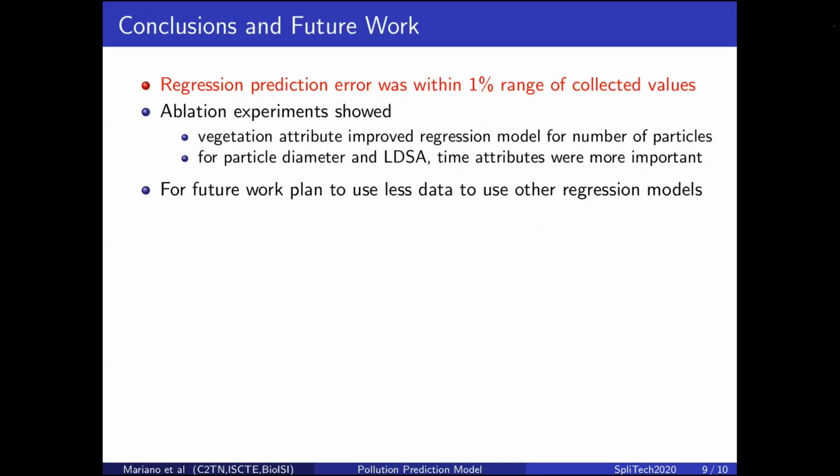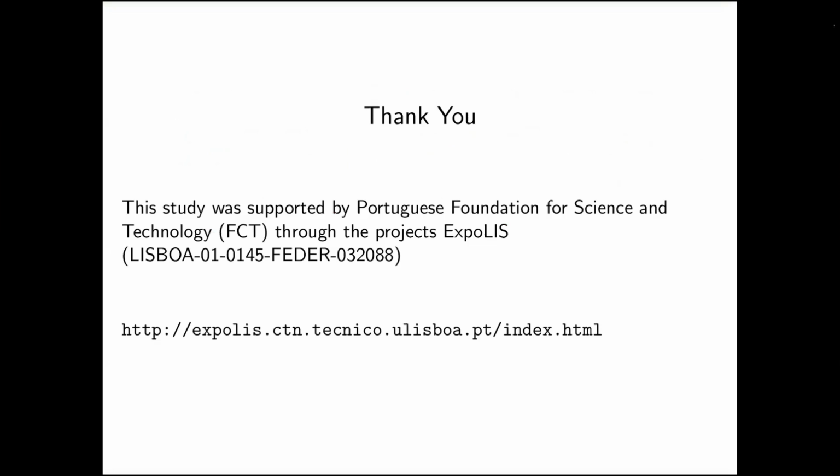So, wrapping up, the regression prediction error is 1% of the measured sensor values. The ablation experiment showed that the time attribute is important for predicting pollution, and that the vegetation attribute alone decreases regression prediction error, hinting that it is an important geographical attribute. As for future work, we plan on using less data in order to use other regression models. Some ideas are sampling the data and using grid cells with enough measurements. And thank you for your attention.